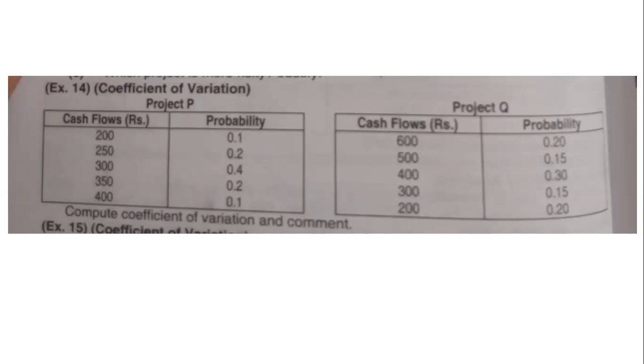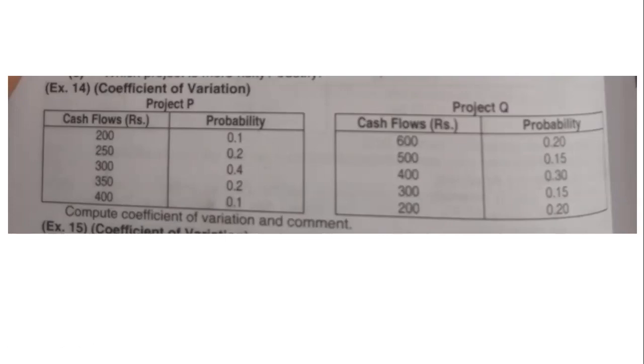Coefficient of variation, question number 14 from Vipul Prakashan textbook. Project P, cash inflows are given, probability is given. Project Q, cash inflows and probability are given. You have to multiply the inflows with the probability and write in a separate column. After that, you have to add all of them. Compute the coefficient of variation and comment. That means you have to calculate the standard deviation and the expected value.